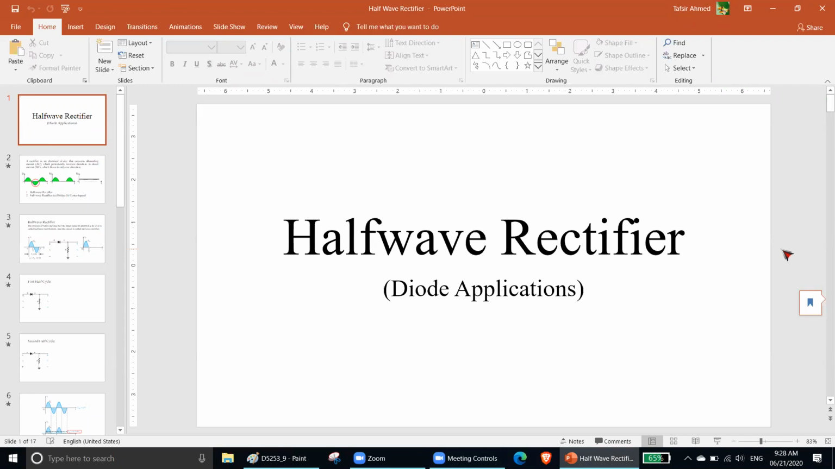Like your AC current. AC current changes its direction frequently, 50 times in a second. That means it is going up, going down, going up, going down, right? So you do not want that. You want DC. DC means direct current, that is one-way current. You want your current to flow in one direction. So that's why rectification comes in.